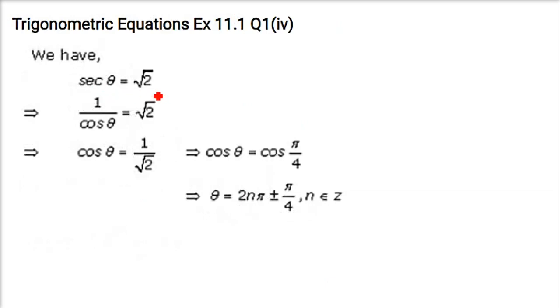Sec theta is root 2. So sec theta can be written as 1 by cos theta. So cos theta will be 1 by root 2. Now this 1 by root 2 can be written as cos pi by 4. So directly you can write theta equal to 2n pi plus minus pi by 4, which is your alpha.